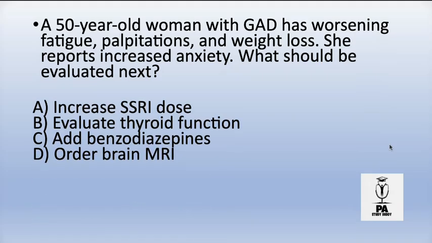A 50-year-old woman with Generalized Anxiety Disorder has worsening fatigue, palpitations, and weight loss. She reports increased anxiety. What should be evaluated first? Increase SSRI dose, evaluate thyroid function, add benzos, or order brain MRI. As always, if you don't answer, don't worry about it. By the end of this video, you will.